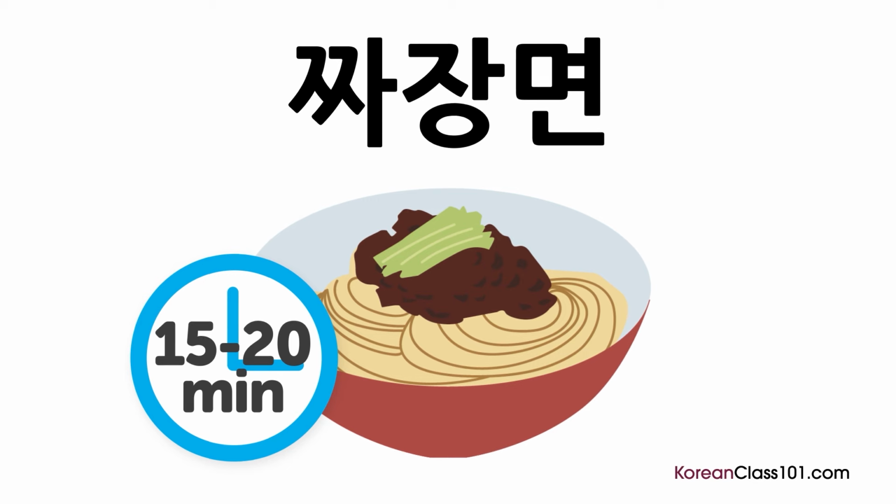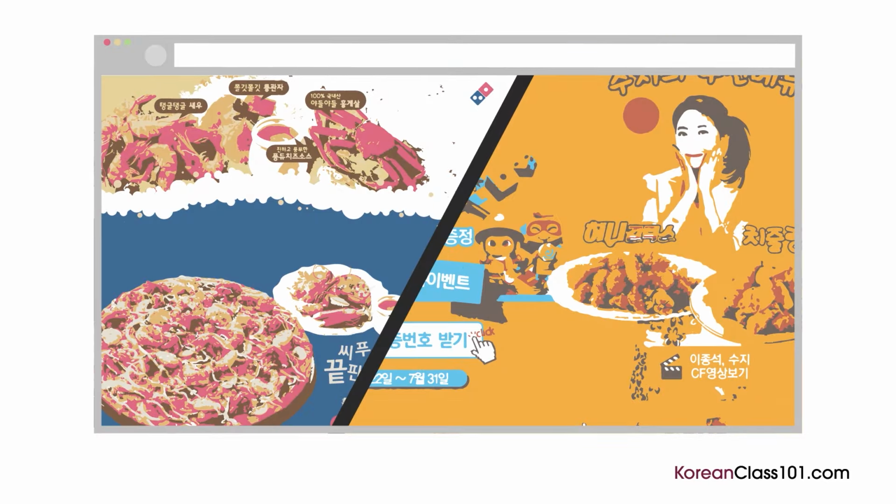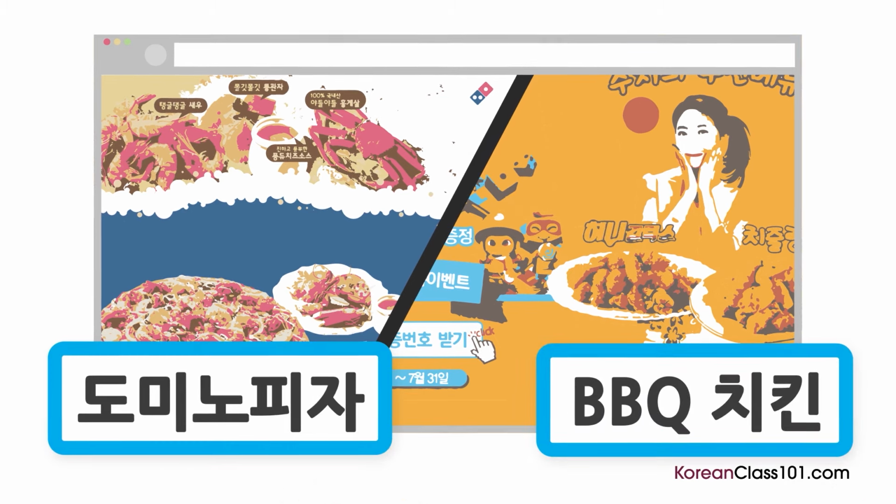If you live in Korea, you can find flyers almost every day in front of your door. You can get the name of the food and the price there. Sometimes, you can find a book of flyers which show the menu and the price of food available for delivery around your town. If you don't have any flyers, look on the websites of popular chains such as BBQ Chicken for chicken and Domino Pizza for pizza.